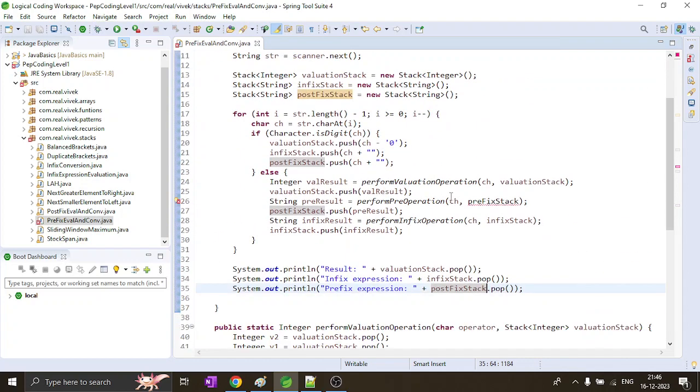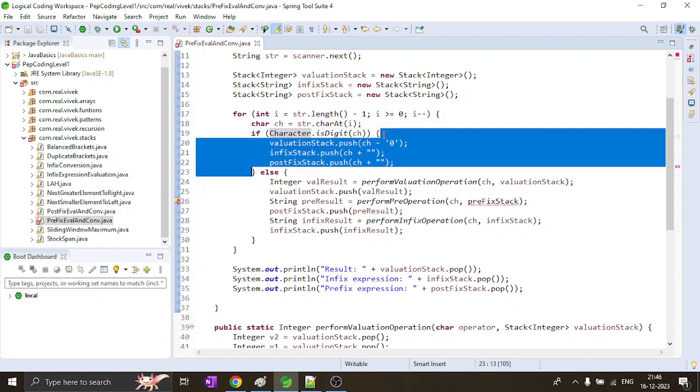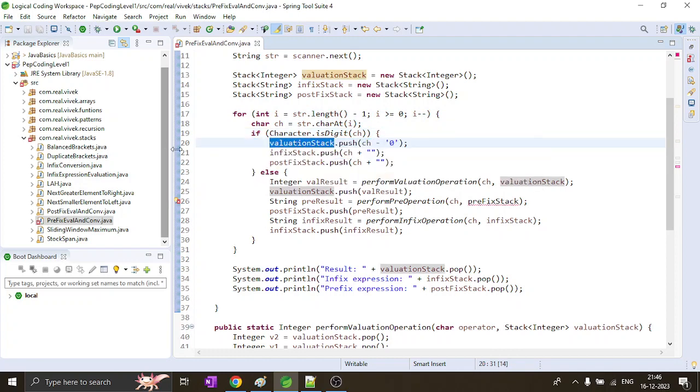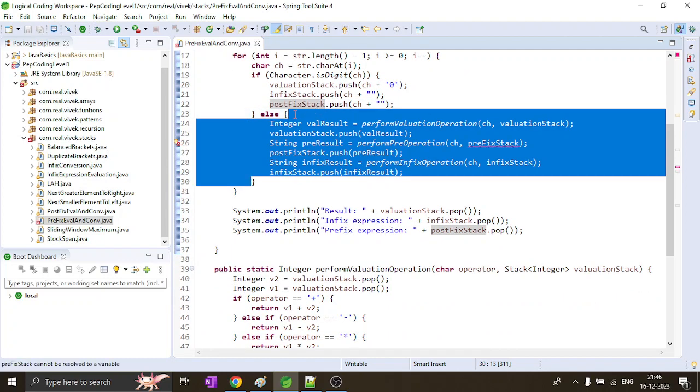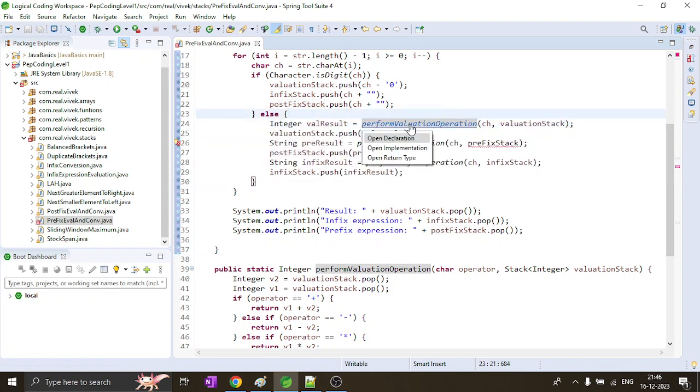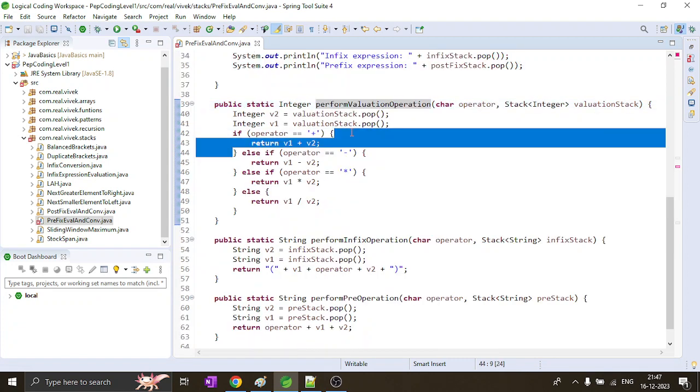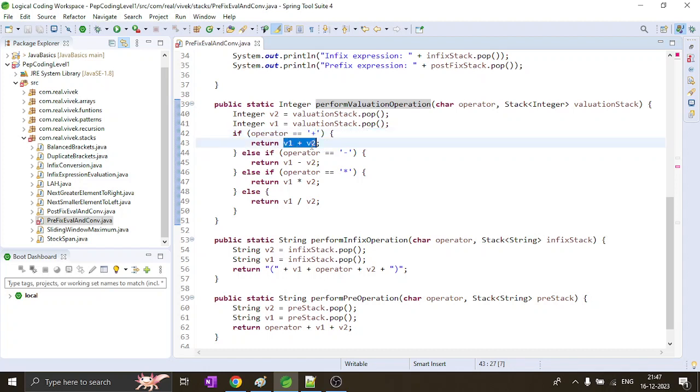Yeah. So let's go through the logic again. We will iterate from the last element to the 0th element. We'll keep on decrementing. We get the character. If it is a digit, we put that into the evaluation, infix, and postfix stack. Okay, and if we encounter an operator, so this is logic for an operator. We perform valuation operation. In the valuation operation, we perform V1 operator V2. So if it is plus, we perform addition, and if it is a minus, we perform subtraction, and so on.